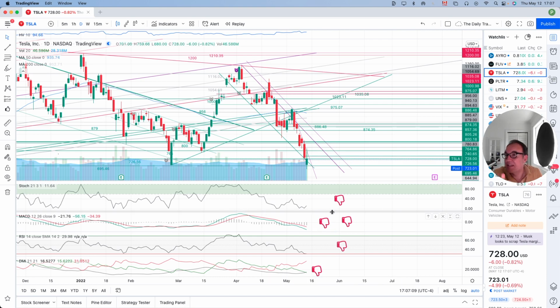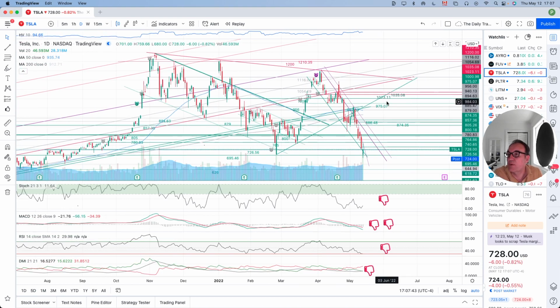So stochastic is at 11, and we need stochastic at over 60 in order to have a move up. MACD told us to sell right here. He told us to sell around April 8th. And this was a nice move here. RSI, we like to have RSI over 50, and we like to have DMI bullish, which means the green line above the red line. So this is what we like to have.